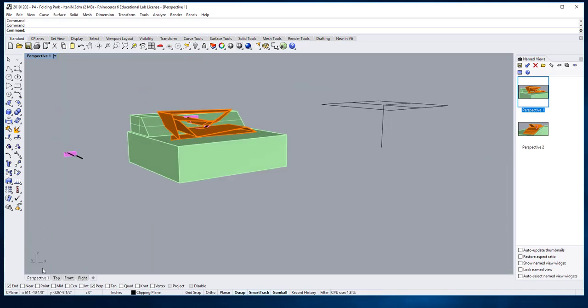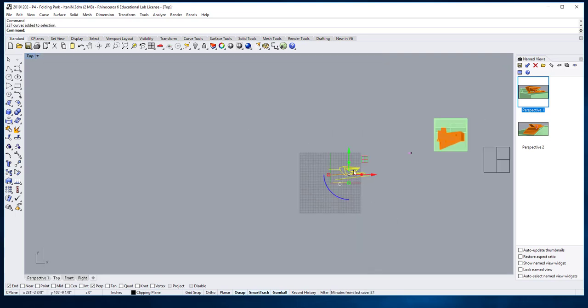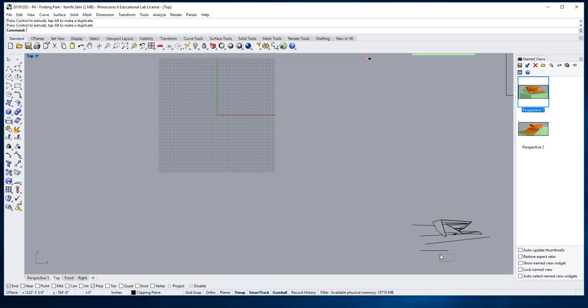So here's your first Make2D. Let's take that and move it to the side because we're going to make some more. Okay, in the next video we'll continue in making some other Make2Ds.